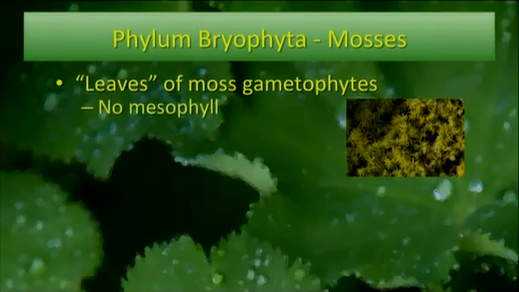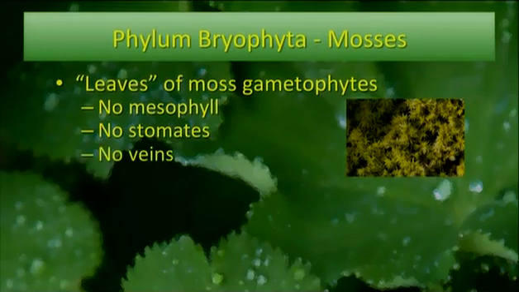They have no mesophyll. Remember, mesophyll is the part between the upper and lower epidermis of a leaf. They have no stomates, or pores through which gas exchange or transpiration occurs. They have no veins, because remember, the bryophytes have no vascular tissue. They're sometimes called the non-vascular plants. They have no xylem or phloem.